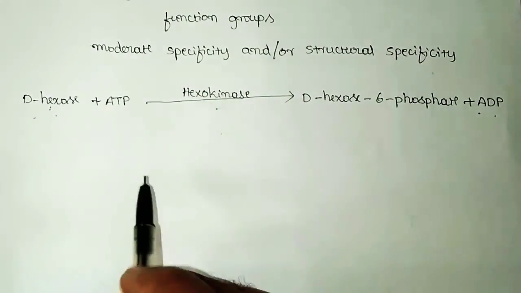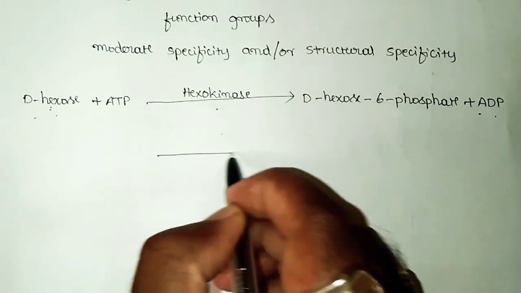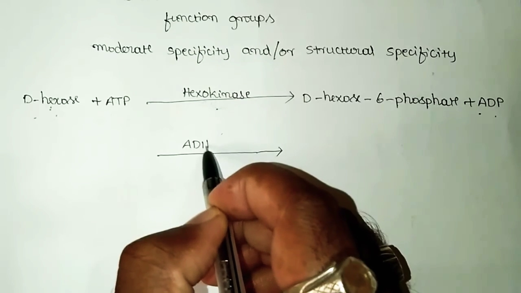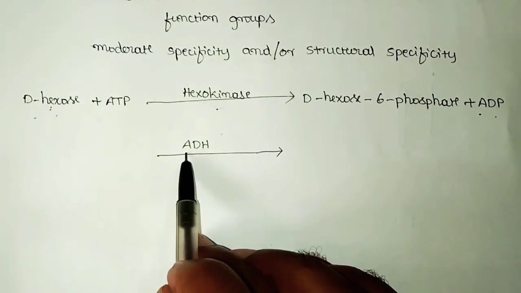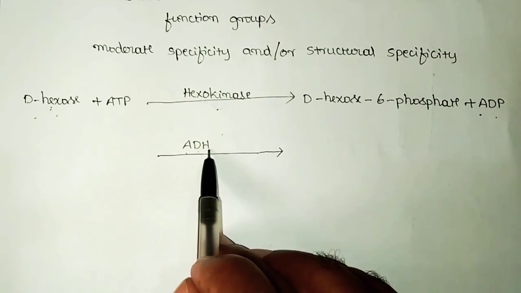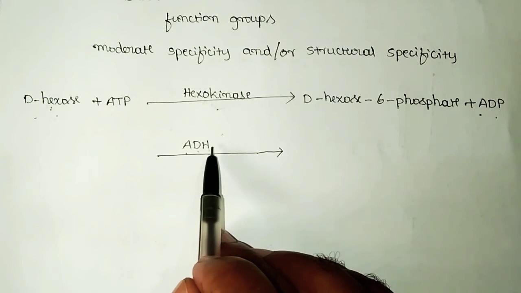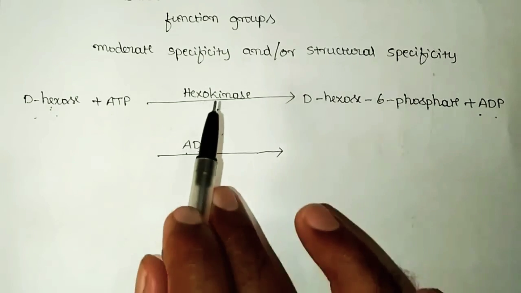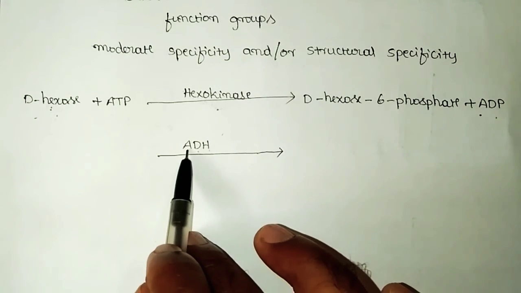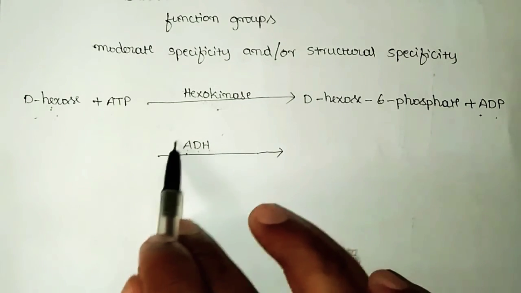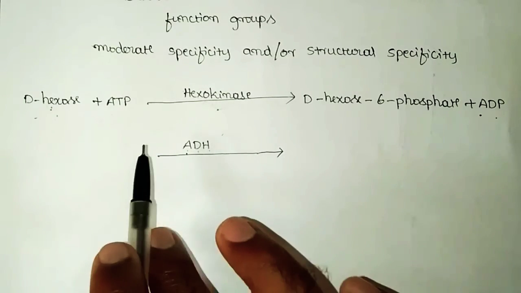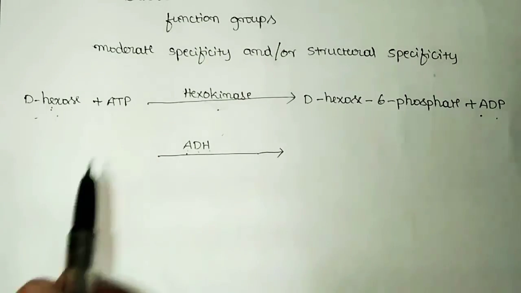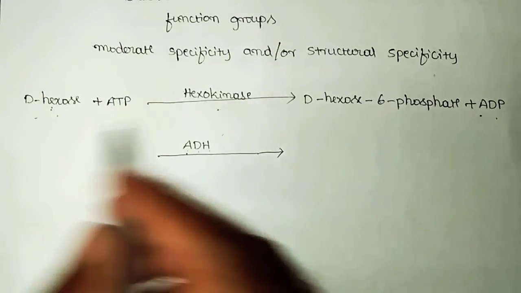Okay, and one more example we can give, that is ADH, called alcohol dehydrogenase. The name itself tells you this is showing group specificity towards alcohols. So when ADH acts on alcohol, the alcohol will be converted into the corresponding product. So we shall see how the reaction will take place.